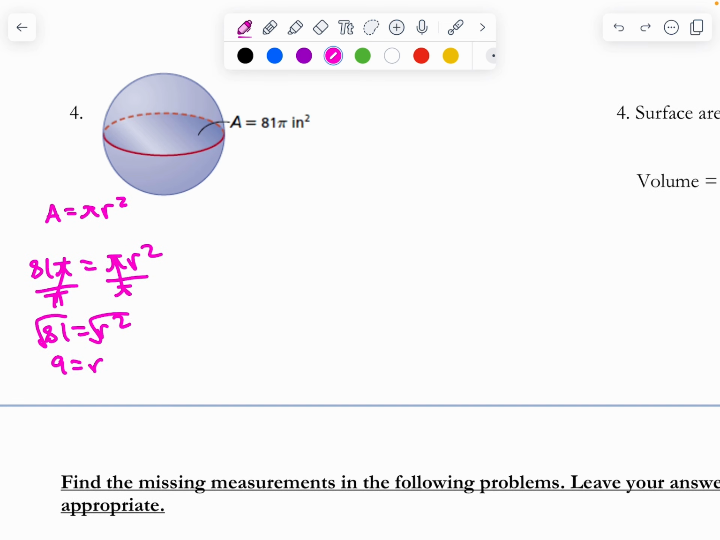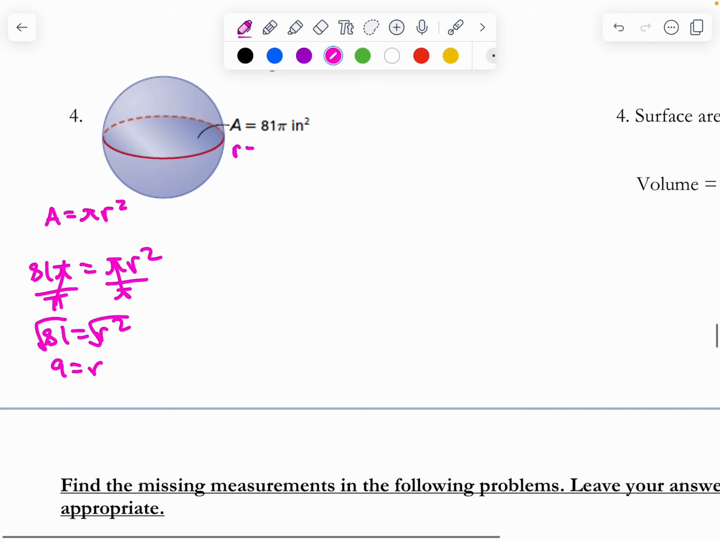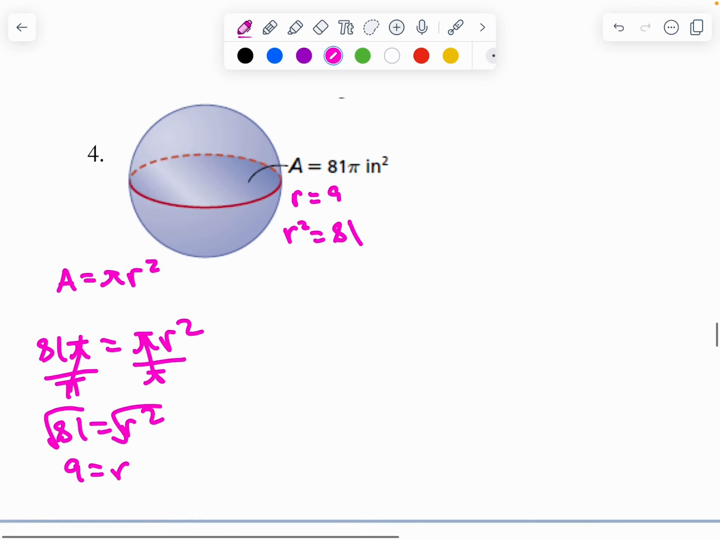So we've got a few things here that might help us out. We have that the area is 81 pi. We also know that r is 9. We actually know r squared too, right? r squared is 81. That sometimes might be helpful. And it actually is helpful. I'll show you why in a second.